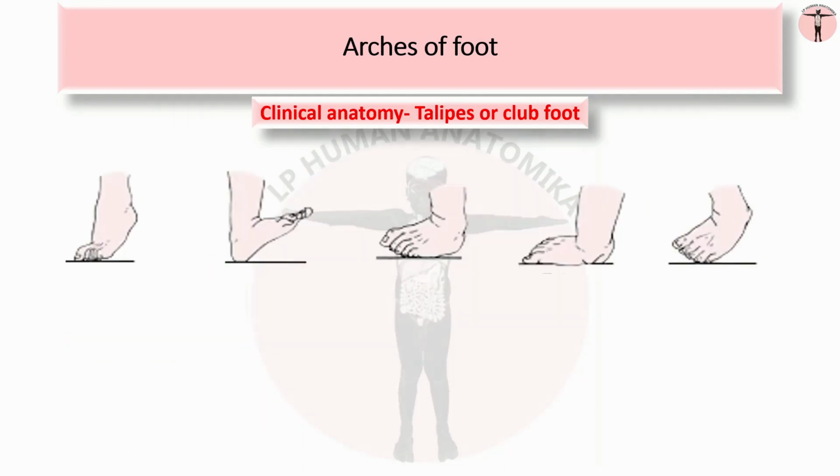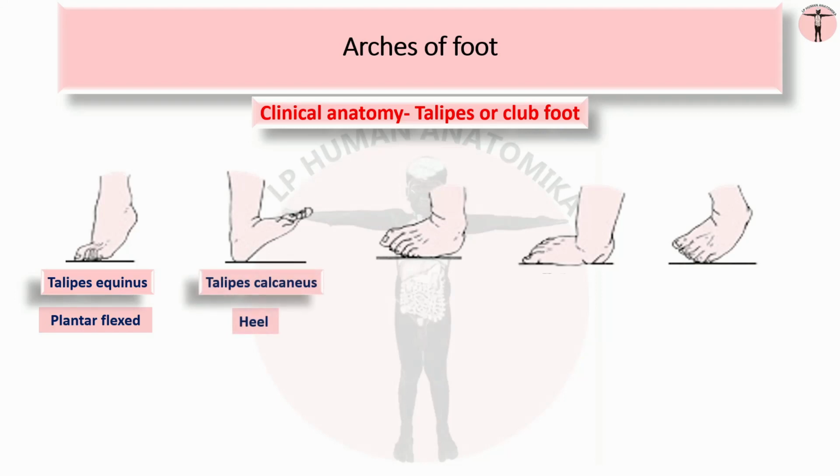Talipes or clubfoot. The clubfoot may be congenital or acquired. Talipes are of different types. Talipes equinus: in this condition, the foot is plantar flexed and the person walks on the toes with heel raised. In Talipes calcaneus, the person walks on the heel with the forefoot raised. In Talipes varus, the foot is inverted and adducted. The person walks on the outer border of the foot.